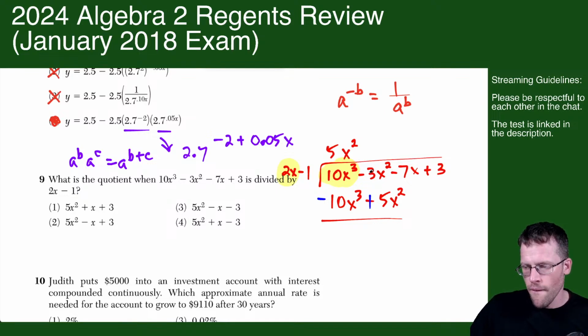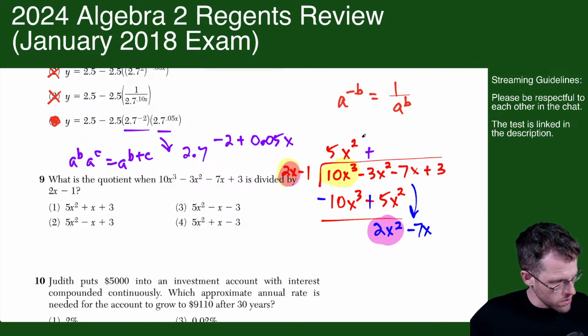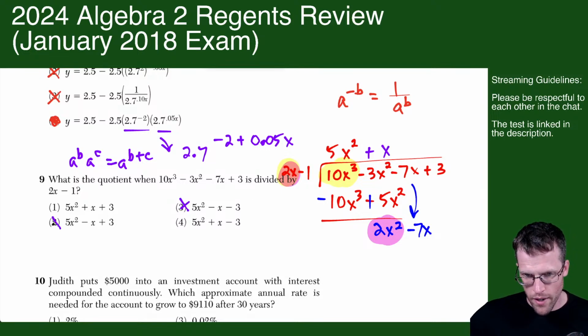These terms cancel. Negative 3x squared plus 5x squared is 2x squared. And then the negative 7x comes down. And then I focus on this one and this one. Okay, so now we find the next term here. So when I do this divided by this, now I'm just going to get plus x. All right, and now this should start to eliminate things already. We should be getting plus x. So these two are out.